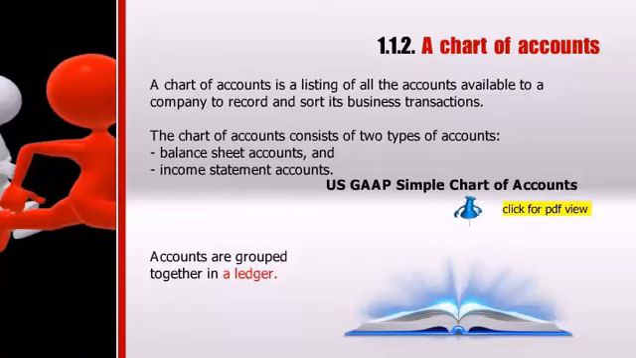A typical numbering system used to prepare a chart of accounts is as follows. Asset accounts begin with 1. Liability accounts begin with 2. Owner's equity accounts begin with 3. Revenue accounts begin with 4. Expense accounts begin with 5 and 6. The balance sheet accounts are listed first, in the order of assets, liabilities, and owner's equity. The income statement accounts are then listed in the order of revenues and expenses.